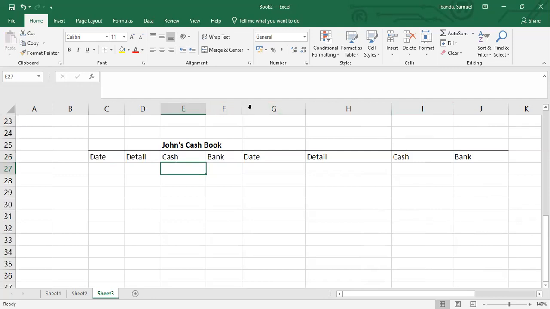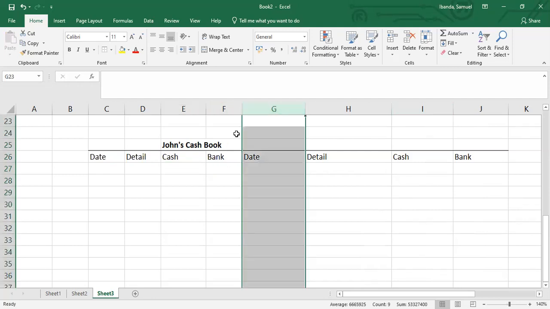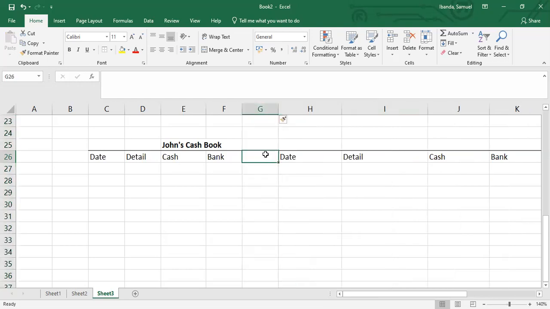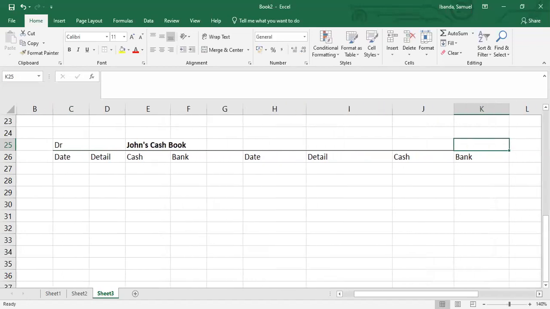So in case I had a discount, I would definitely add a discount here. Just to know that in a cash book, the discount on the debit side, remember this is the debit side of our cash book, and then this other side is our credit side.